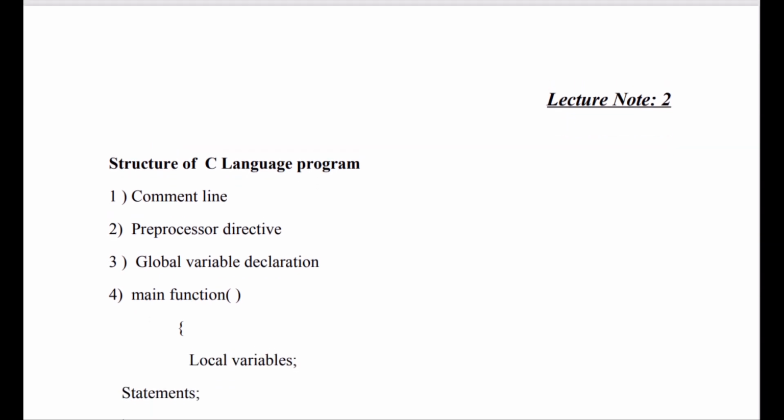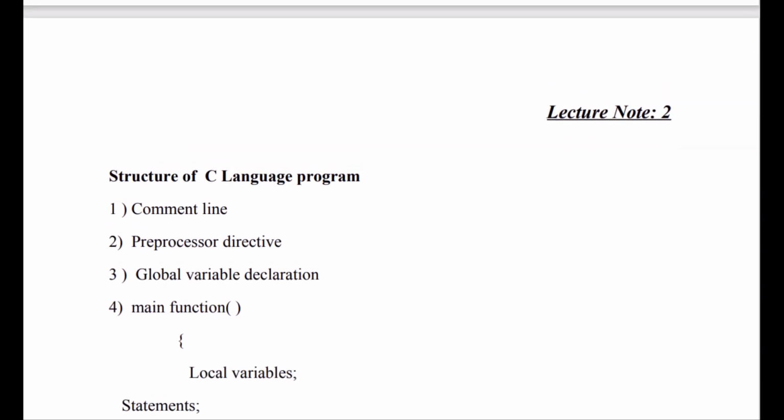So in the upcoming lecture, we are going to learn about the structure of C.